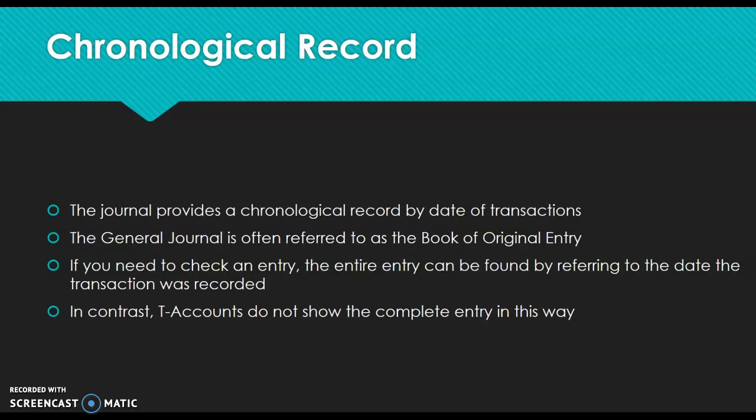Another advantage is if you need to check an entry, the entire entry can be found by referring to the date the transaction was recorded, because it's a chronological record and everything is together. If you think about it, in contrast, T accounts don't show the complete entry in this way because each T account only shows one side of the entry.